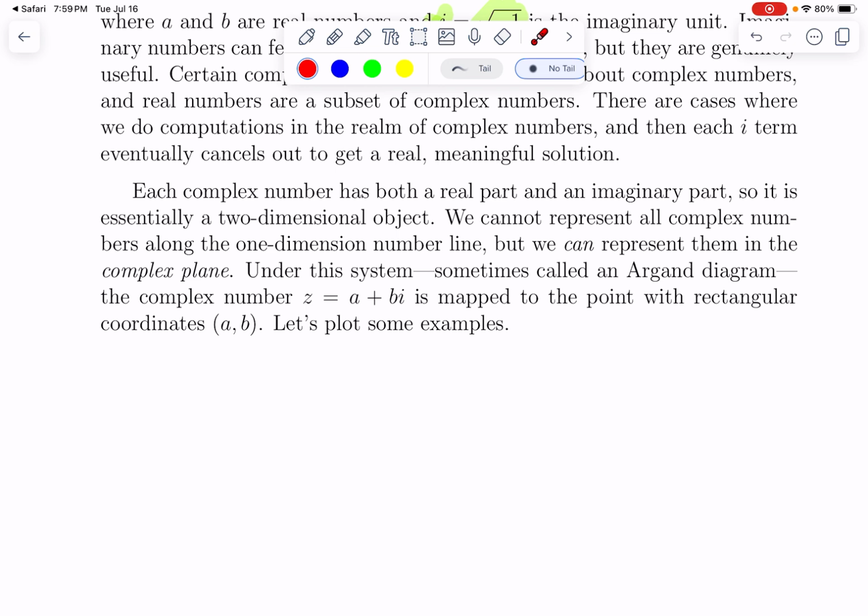Now, each complex number has both a real part and an imaginary part, so it's sort of two-dimensional. Right? We need two regular real numbers in order to understand a single complex number. So we can't put them on a one-dimensional number line, but we can put them on something two-dimensional called a complex plane. This is sometimes called an Argand diagram. And the way we do this is if we have a complex number a plus bi, we graph it as though it's the point a comma b.